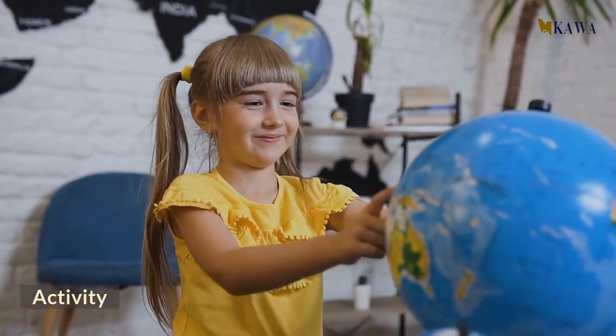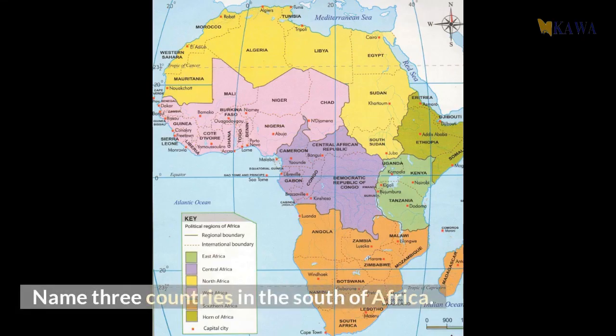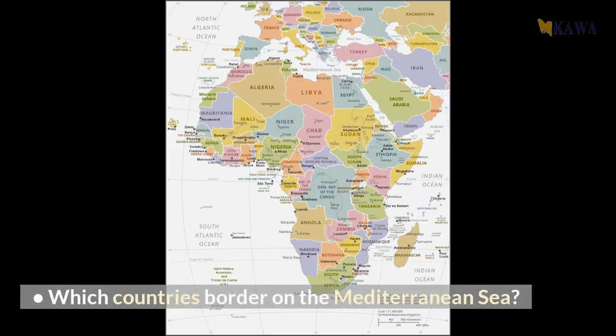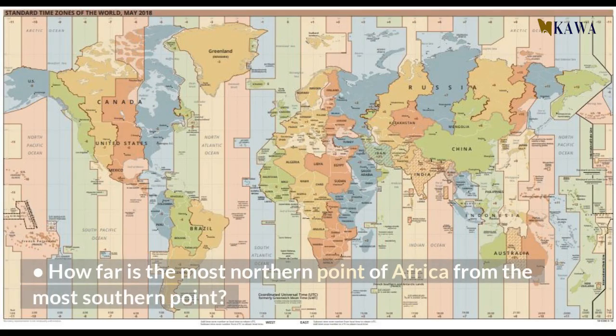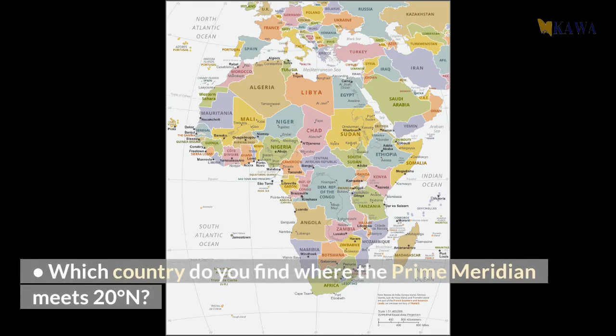Activity. Look carefully at the map of Africa. How many countries are there in Africa? Name 3 countries in the south of Africa. Which countries border on the Mediterranean Sea? How far is the most northern point of Africa from the most southern point? Use the scale to work this out. Which country do you find where the prime meridian meets 20 degrees north?